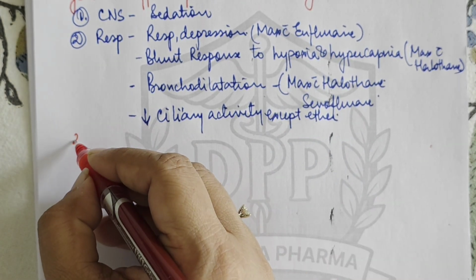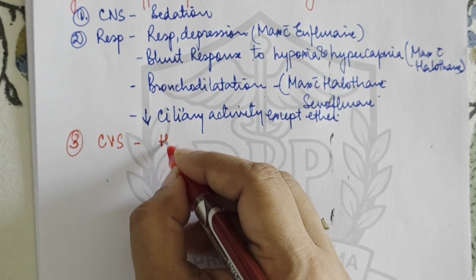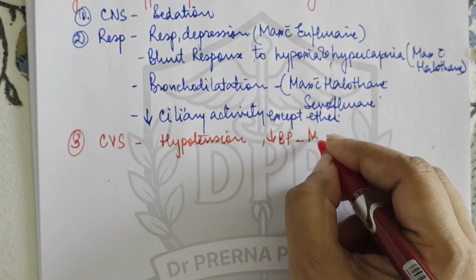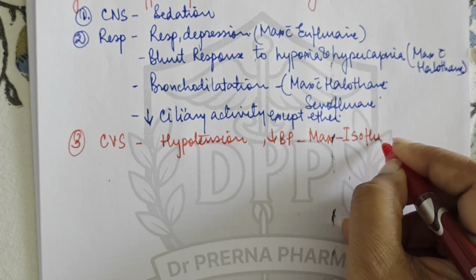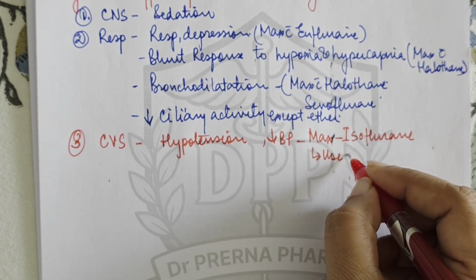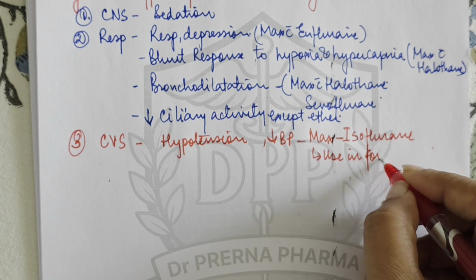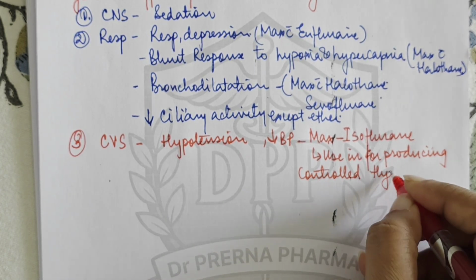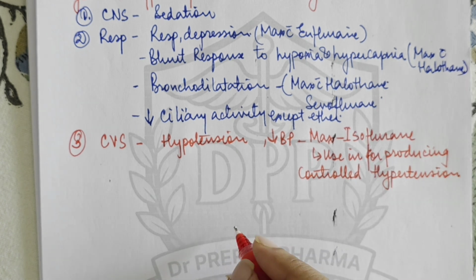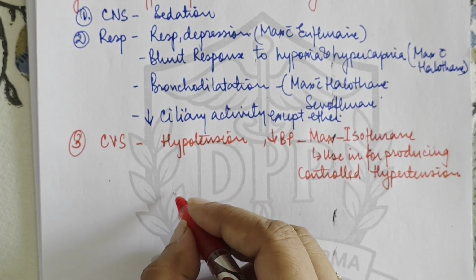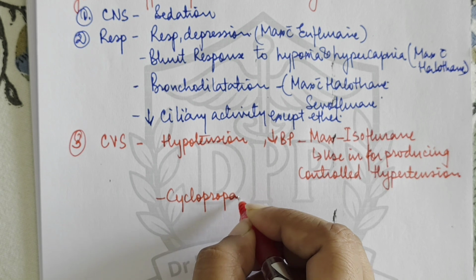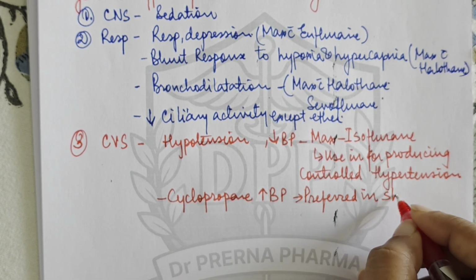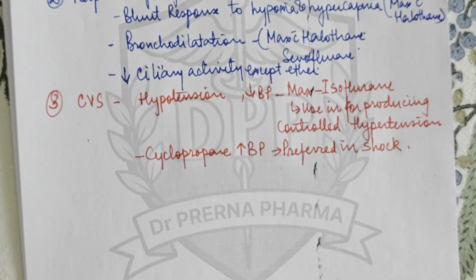Then next we have their action on the CVS. All of them reduce the blood pressure. Now the maximum response is seen with isoflurane, and so isoflurane is used in anesthesia for producing controlled hypotension. Okay. Then except one drug, which is cyclopropane. Cyclopropane increases blood pressure, so it is preferred in patients with shock. Where the BP has fallen, there cyclopropane is preferred.